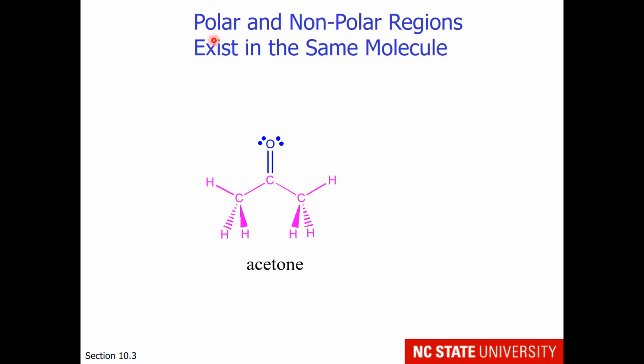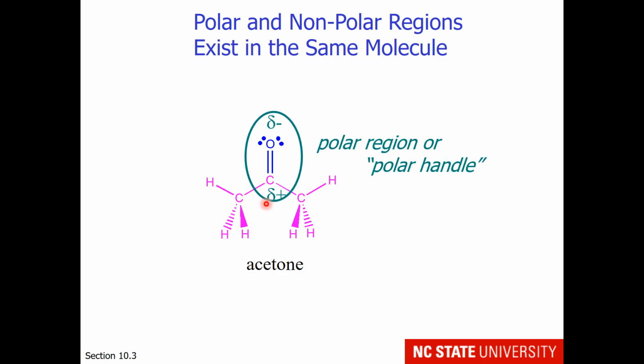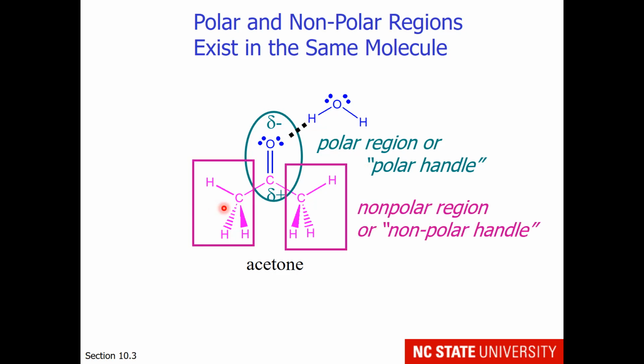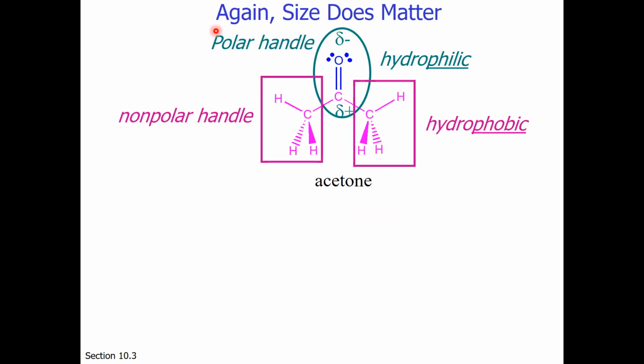But what if you have polar and nonpolar regions in the same molecule? A great example is acetone. Acetone has a polar region by this carbon-oxygen double bond, so we would call that the polar handle, and this is capable of hydrogen bonding with water. Acetone also has nonpolar regions or nonpolar handles, which would not interact with water, but would interact with an organic solvent. Here again, size of the region matters.